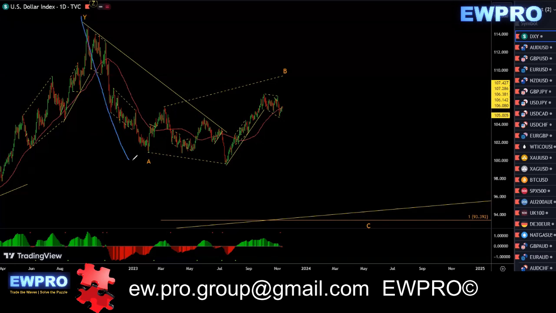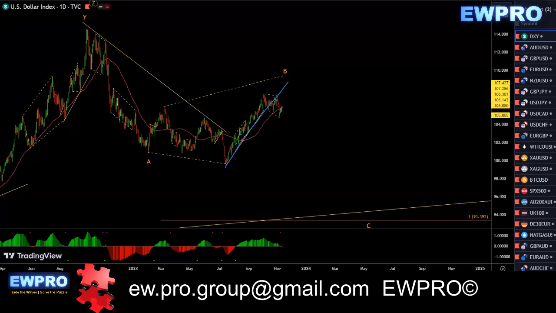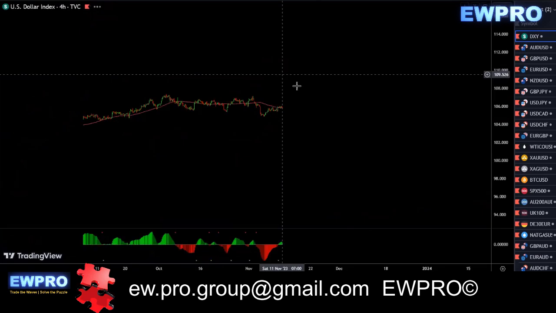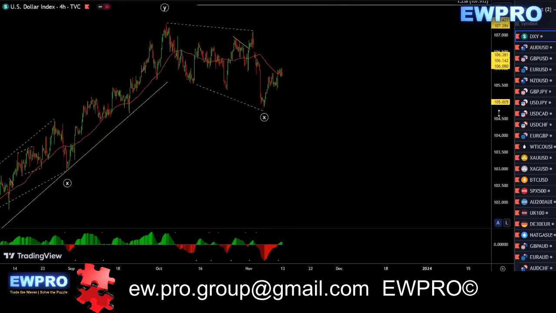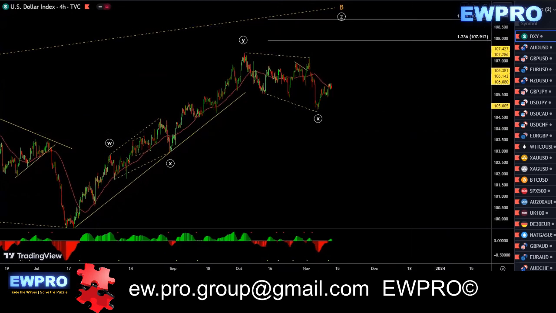Getting straight into the weekly outlook, starting with the DXY on the daily. We got this A, possible expanding flat for a B, and we get this C down. Just got to see if this is over in here on the lower time frame. And on the H4, we still can get this wave Z up to these targets.